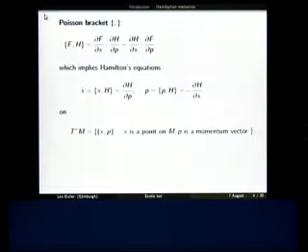And the phase space of our system then is the entire cotangent bundle of M, and I think of M as the configuration space of our mechanical system. Okay.